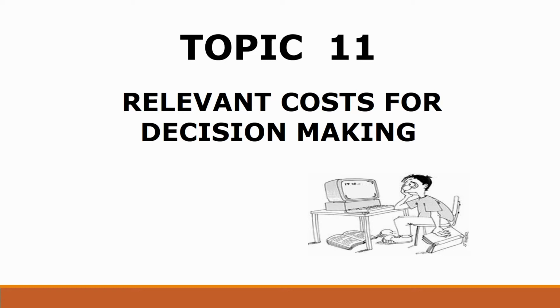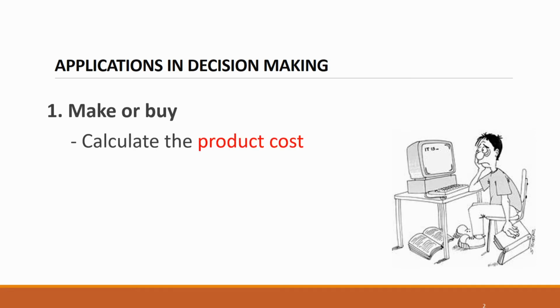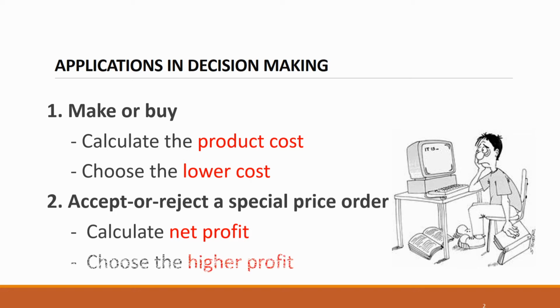Today I would like to discuss relevant cost for decision making. Application in decision making. Number 1, make or buy. For this alternative, you have to calculate the product cost and choose the lower cost. Number 2, accept or reject a special price order. We have to calculate net profit for each alternative and choose the higher profit.